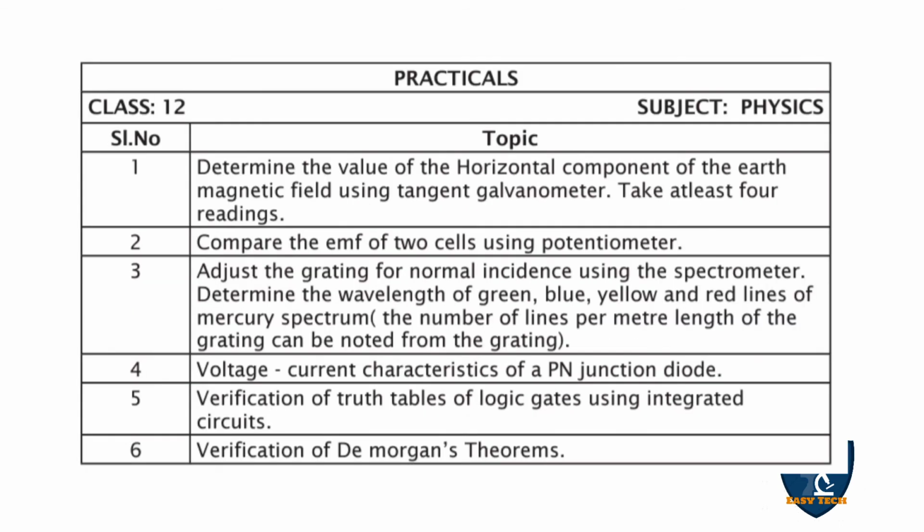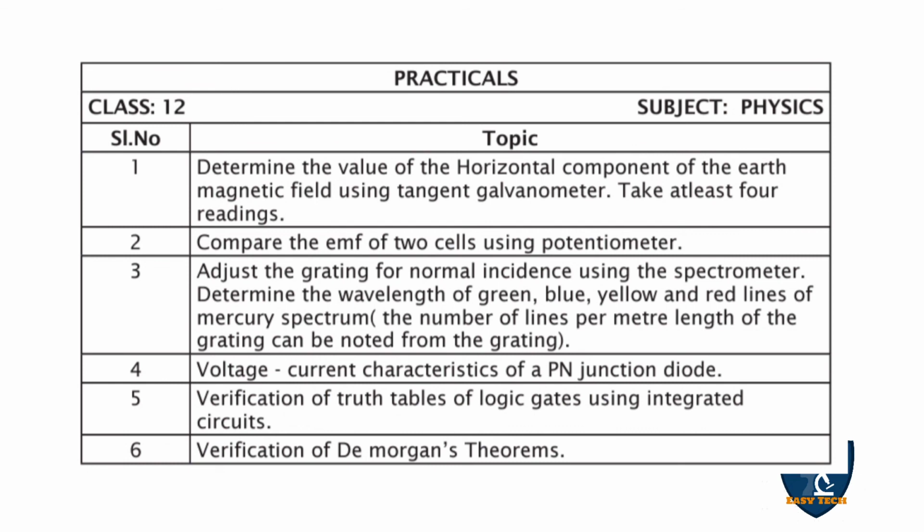So practicals. First experiment, determine the value of the horizontal component of the earth's magnetic field using a tangent galvanometer. Take at least 4 readings. Experiment number 2, compare the EMF of 2 cells using a potentiometer.